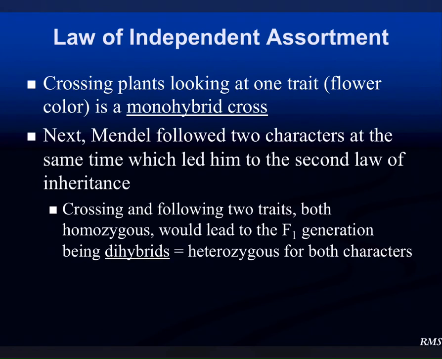So everything we've been talking about so far that Mendel did has been looking at one trait at a time, like flower color, or seed shape, or plant height, and that's called a monohybrid cross. So he's crossing plants looking at mono, which means one characteristic. Next, Mendel wanted to follow two characteristics at a time. And if it followed two characteristics, it's going to be called a dihybrid cross. And the idea here is that we're crossing and looking at two characteristics together.